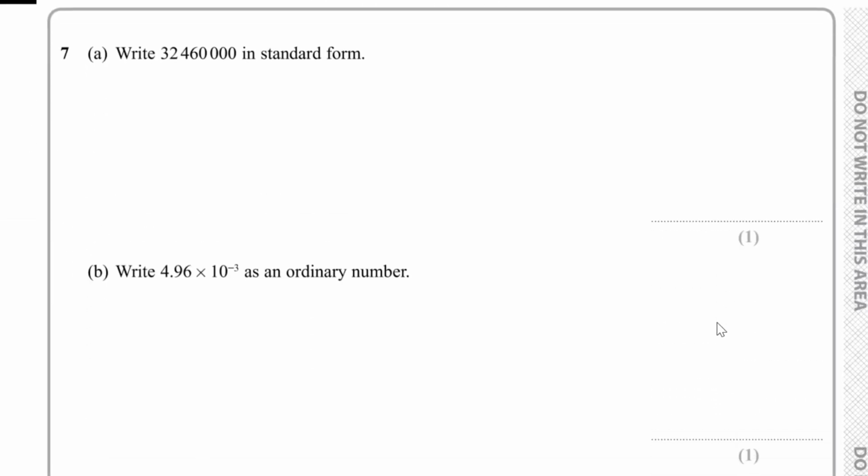And now for question 7, we have to write in standard form 32460000. Well, for standard form, we need to recognize that the number must be in the form a times by 10 to the power of n, where a is in between 1 and 10. So if the decimal point is over here, we need to move this decimal point 1, 2, 3, 4, 5, 6, 7 places to the left. So here you can see we have 3.246 times 10 to the 7.